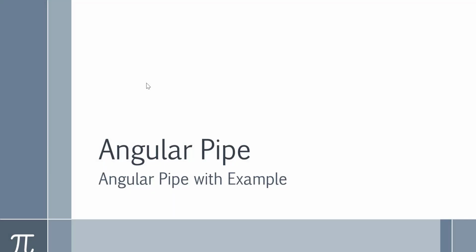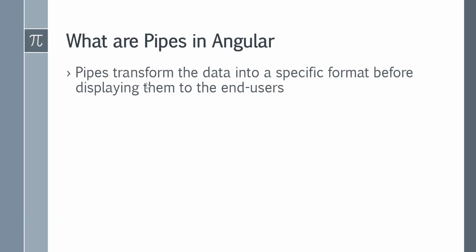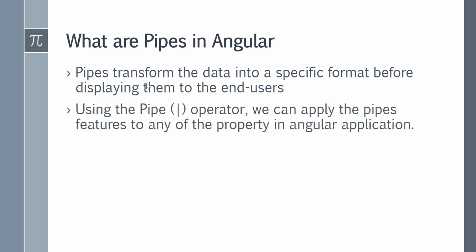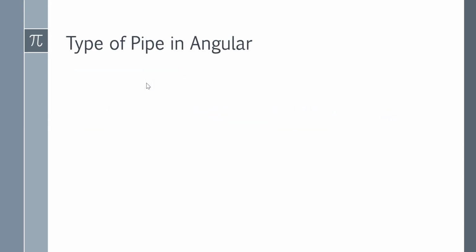In this video we will discuss the Angular pipe. Angular pipe is basically used to transform the data into a specific format before displaying it to the end user. Using the pipe operator, we can apply the pipe feature to any property in an Angular application. In Angular, we have two types of pipe: built-in pipe and custom pipe.